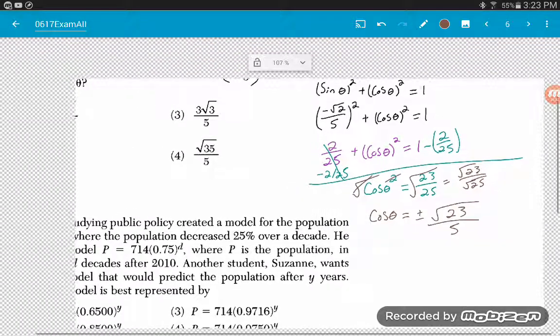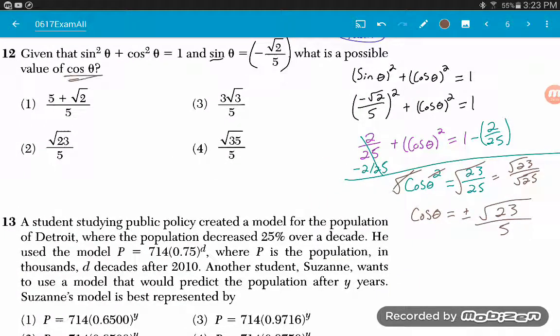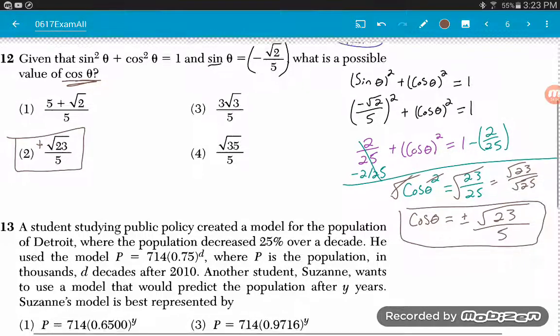So that's what cosine theta is equal to, and that's what they wanted. They want the value of cosine theta. They don't need theta, just cosine theta. So I don't need to get rid of the cos. So cosine theta is equal to plus or minus square root of 23 over 5. So this right here is plus square root of 23 over 5. That's the answer.